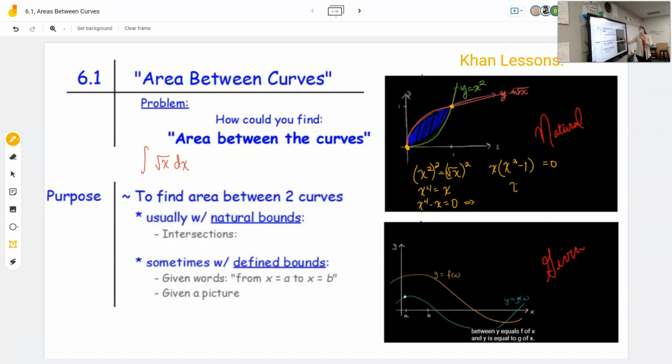I know you see it on the picture, but the algebra would also lead you to 2 intersection points of 0 and 1, right? These are called natural bounds because it's natural to the curves. They bound each other. They intersect each other. They have this nice little shared area. Okay, so my bounds would be 0 and 1. But what area would I be shading if I was just using square root of x?